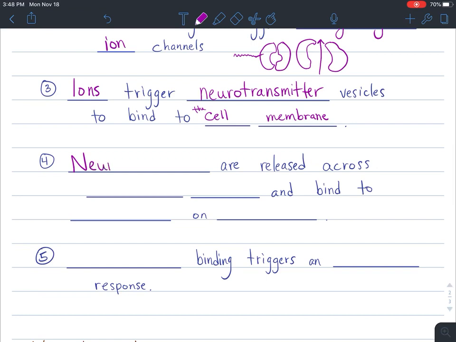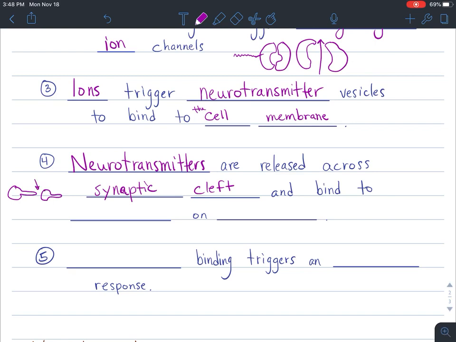So in step 4 here, our neurotransmitters are released across our synapse. And a fancy word is a synaptic cleft. Sorry, synaptic, because it's a synapse. Neurotransmitters are released across the synaptic cleft, which is just that gap between the neurons. Remember, if I drew a neuron and another neuron here, that would be the synaptic cleft.